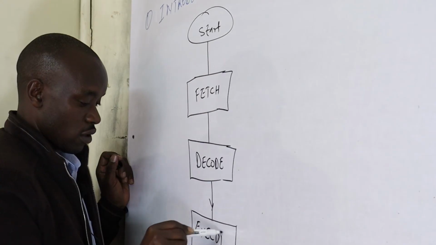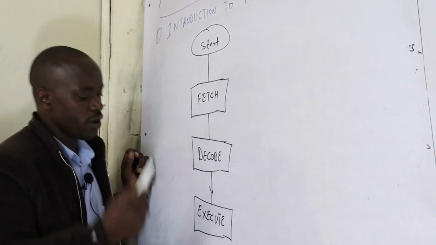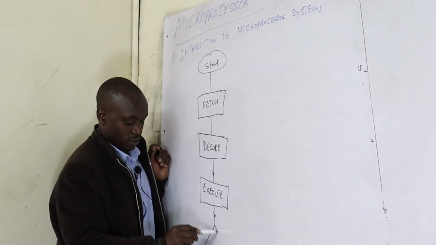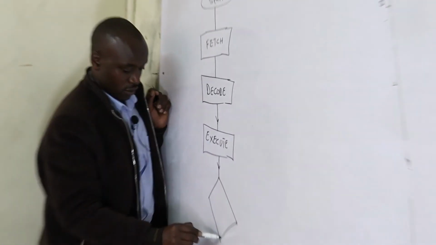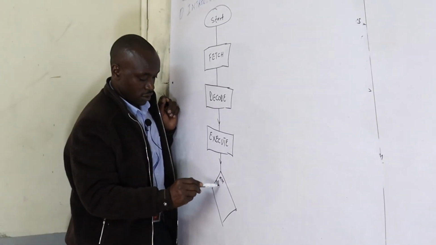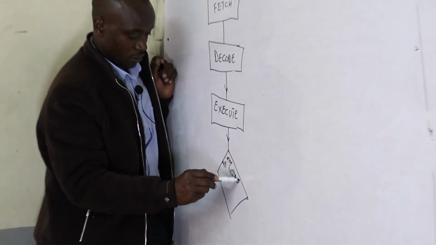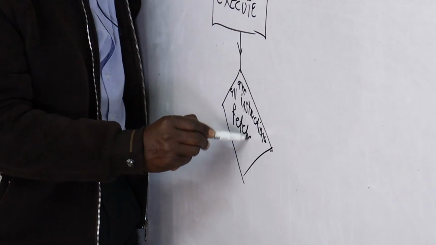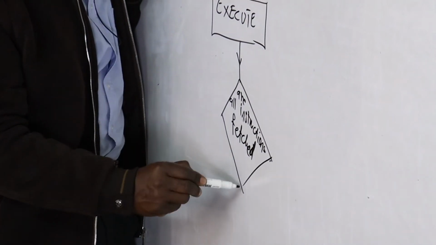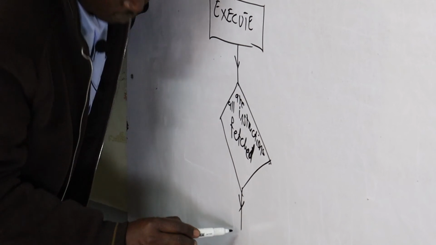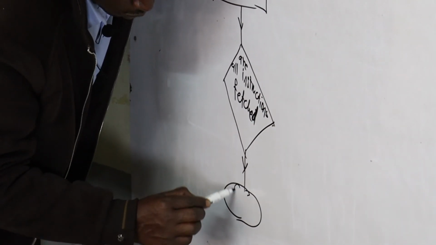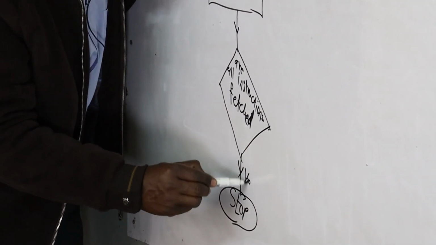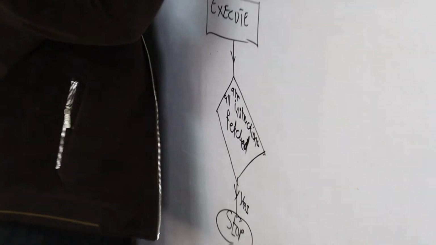You execute. If you are fetching only one, fine, but if there are many, then you can have a condition here. You ask yourself, are all instructions fetched? I hope those who have done it will recognize this, but we shall come later to flowcharts. If yes, you stop. If no, we go back to fetch another one.